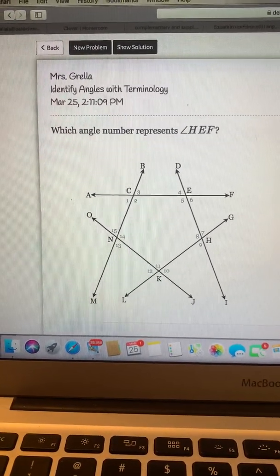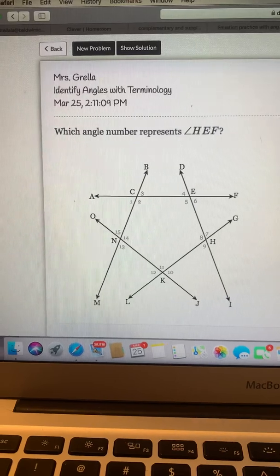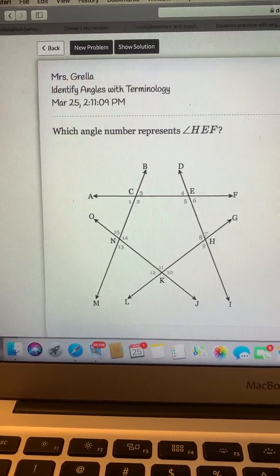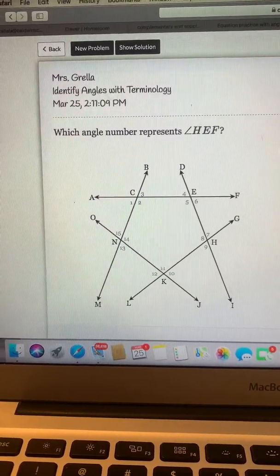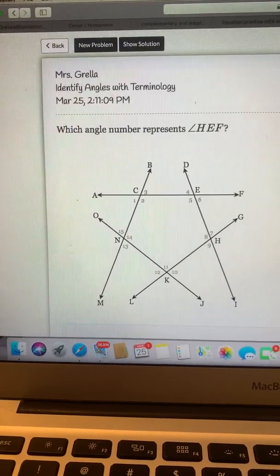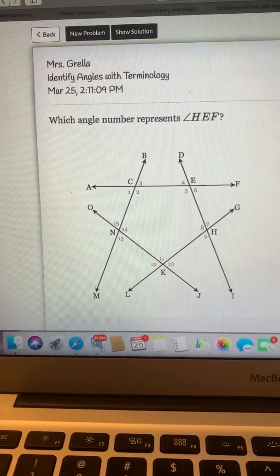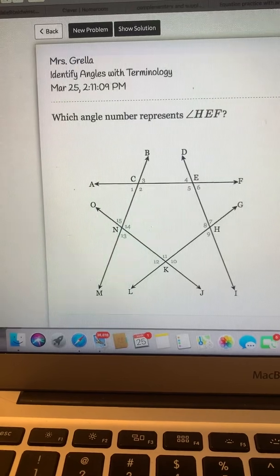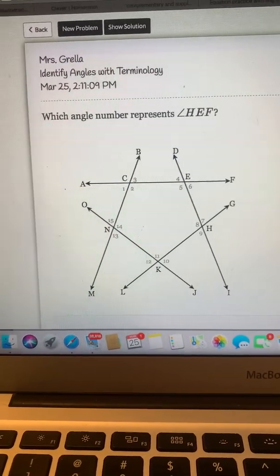Today's assignment involves identifying angles with terminology. We want to know which angle number represents angle HEF. So this goes back to the beginning of the week, naming an angle. Angles are named by three letters usually.